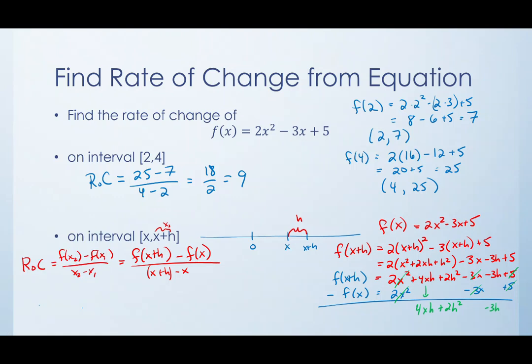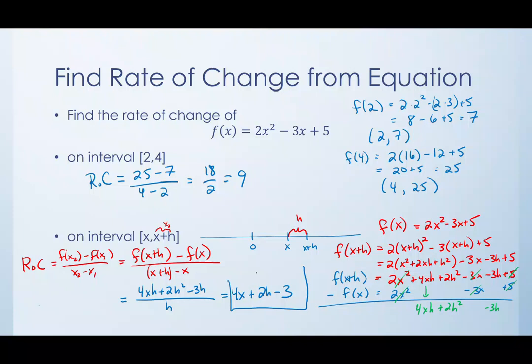So, what do we have now? We've got 4xh plus 2h squared minus 3h all over h. And yes, we can simplify that, because that's really 3 fractions, right? So we've got 4xh over h, so that'll just be 4x. I've got 2h squared over h, so that'll just be 2h. And I've got a minus 3h over h, so that'll be a minus 3. And we finally arrived at our difference quotient.